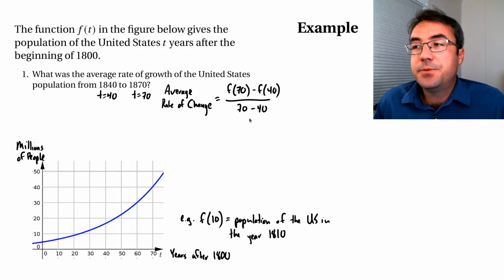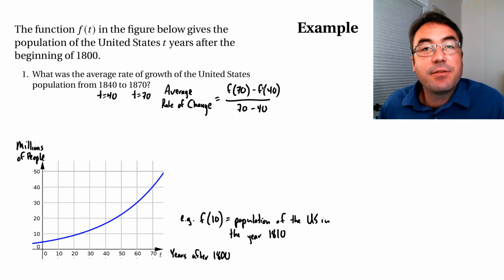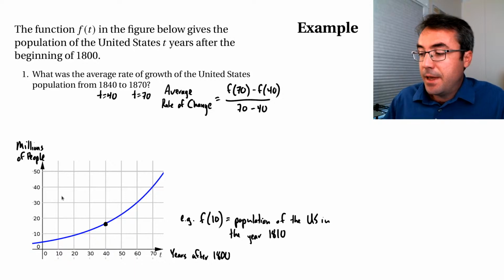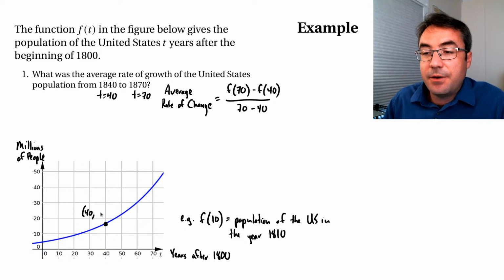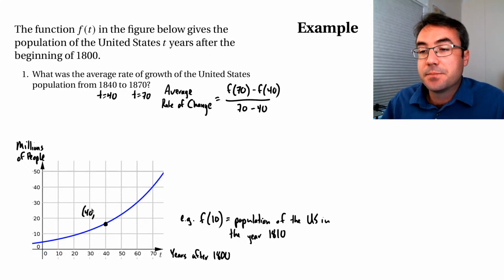So we need a way to figure out what these function values are. What is f of 70 and what is f of 40? We're going to get that information from our graph. So we go to t equals 40 on our graph and we look at the point on our curve. And what we do is we just have to estimate, well, what is the y value, or the vertical value, of that point?